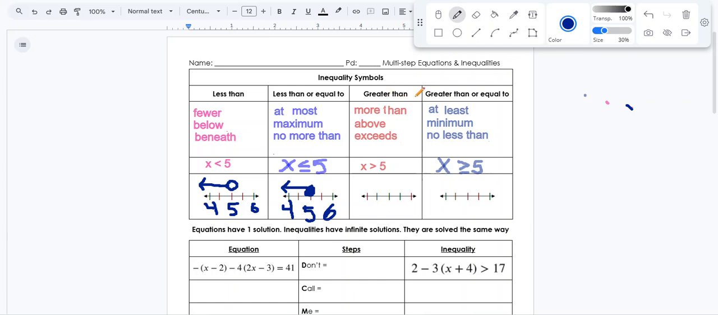Greater than is greater than. You can hear more than, you can hear above, you can hear exceeds. Like if you exceed the speed limit, you're going above the speed limit. And the way you would write that is this. This reads x is greater than 5.